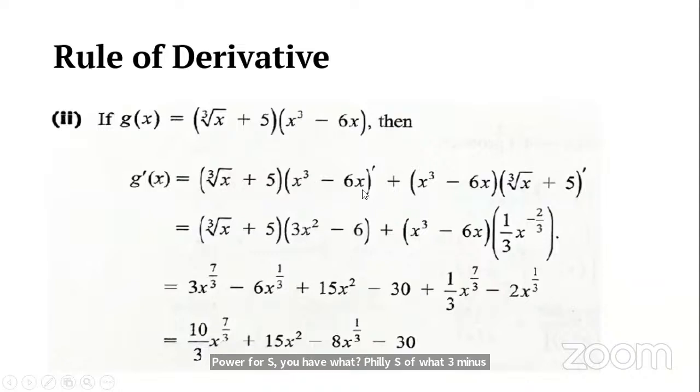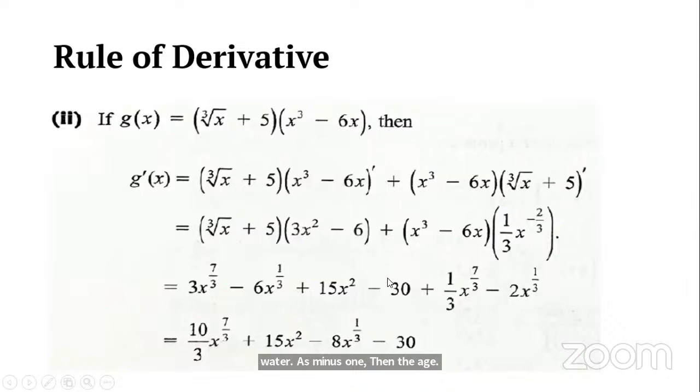But here you just apply the derivative of s, which is s to the power of 1 minus 1, and you have 1. 6 times 1 is 6. Then the second one, you do the same. The second one, you expand it.